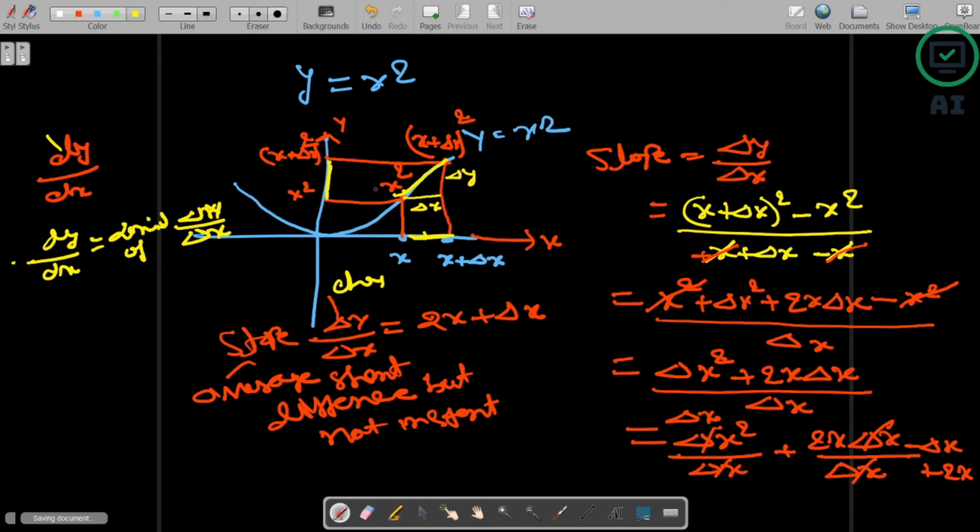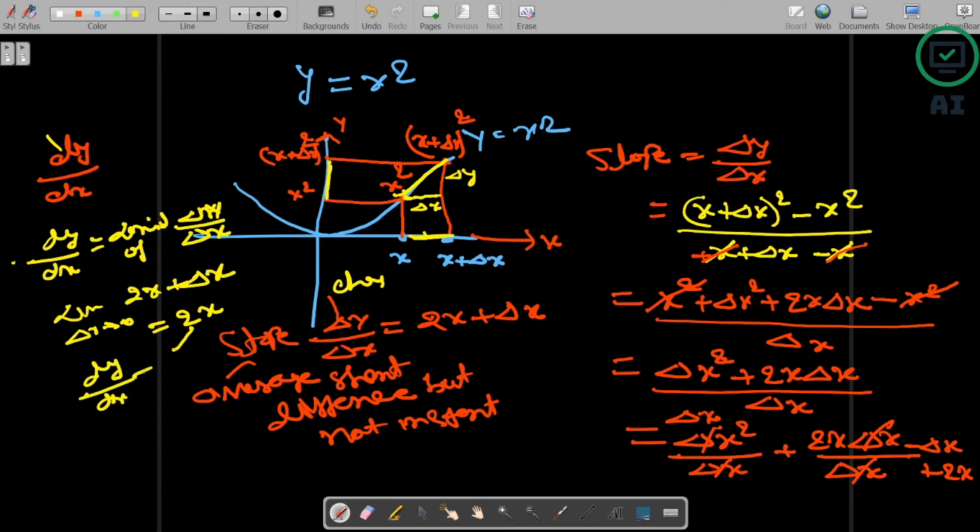We want the slope at, let's suppose, this particular point here. When delta x tends toward very small, going towards 0, if this shrinks, y will also shrink. So in the limit as delta x tends to 0, we have 2x plus delta x, and we will find 2x, which is nothing but dy by dx. So this is our actual intention.